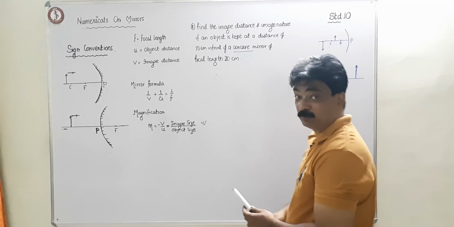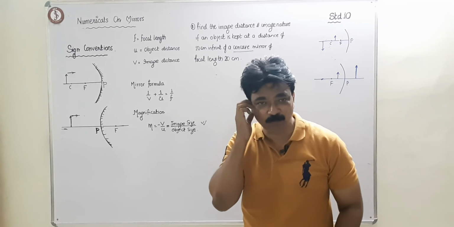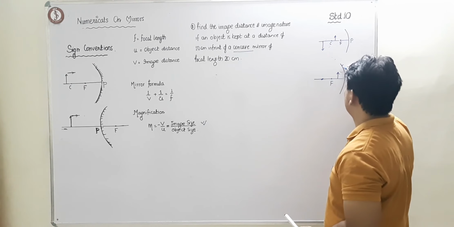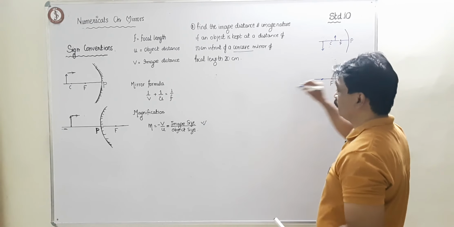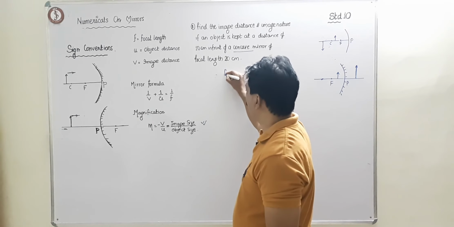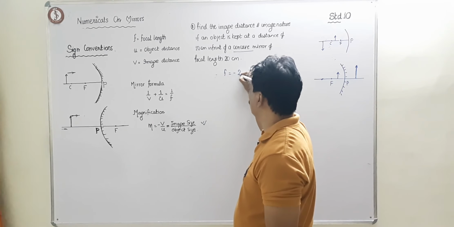My answer should be positive, isn't it? My answer should come positive because the image will be formed this way. So if I'm right, and if the relationship is right, we'll get to that. Let us see. We again put F as how much? It is a concave mirror, so it will be minus 20.